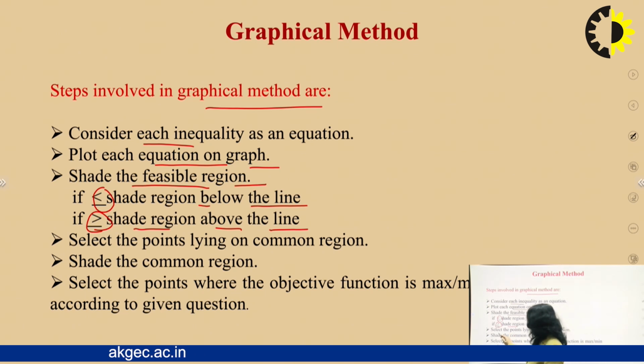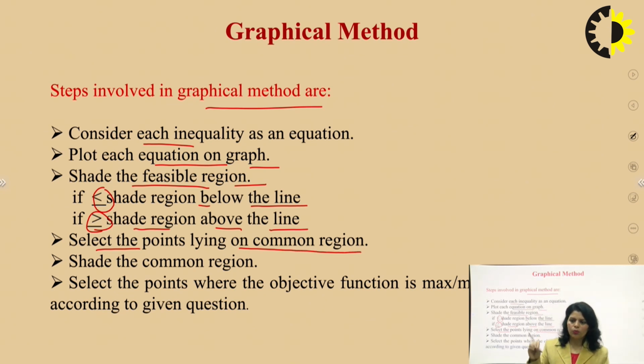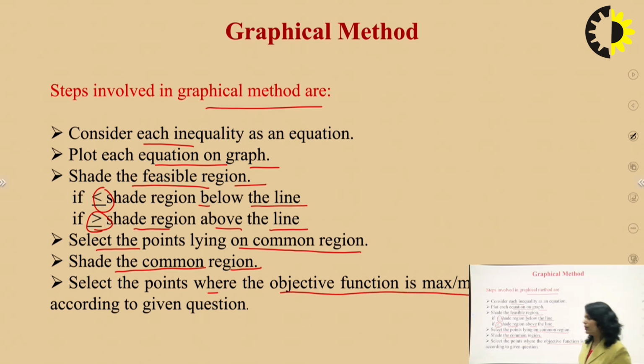After shading the feasible region, we will select the points which lie on the common region. After that, shade the common region. Then we will select the point where the objective function is maximum or minimum according to the given problem. So these are the steps which we are going to follow during the graphical method.